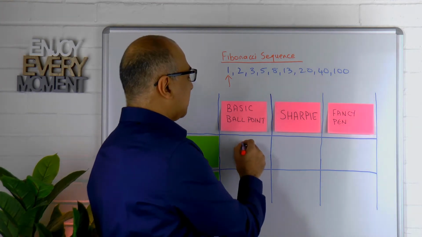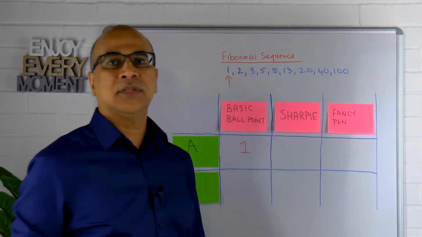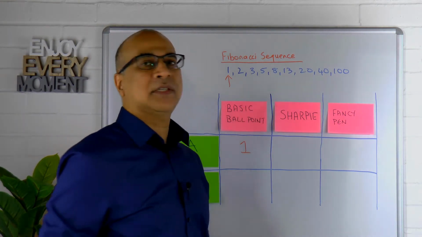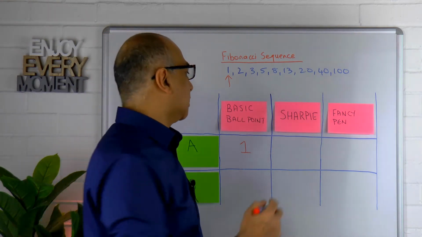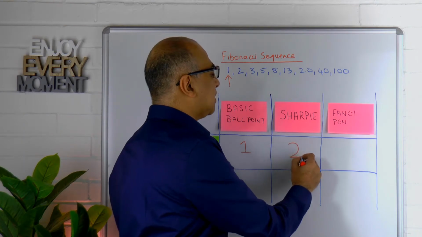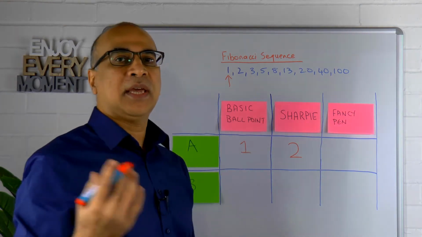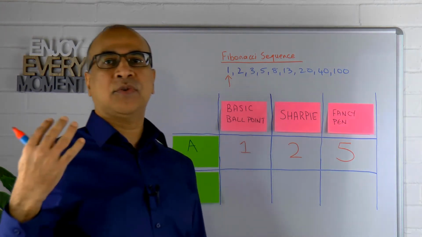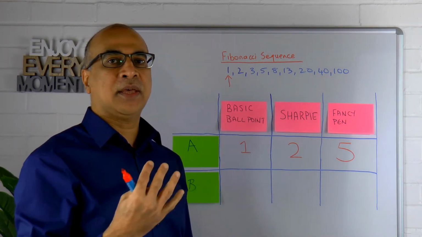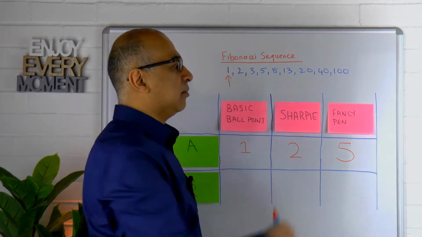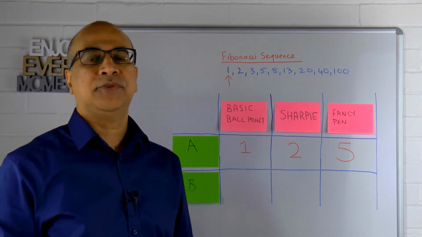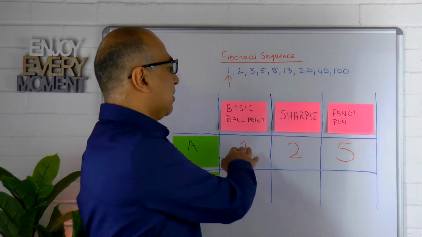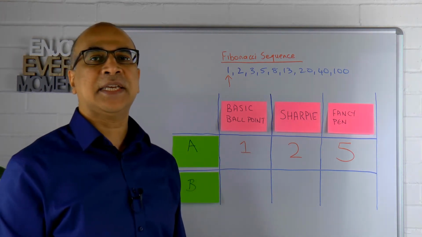So in this case, they're going to put a 1 size over there. And let's just say, to keep things simple, a Sharpie is twice as complex as that. And maybe the fancy pen is, let's just call that a 5. Okay. So what they've done is they've done the story pointing in the team together, and they all landed on these numbers for these 3 products. Now let's just say, for example, so that's team A. All right. Now let's say team B.